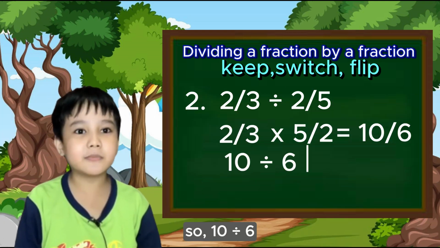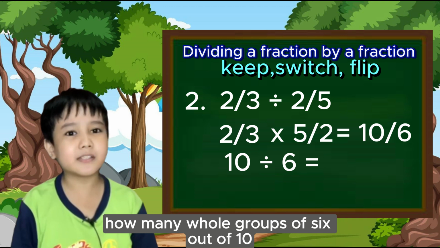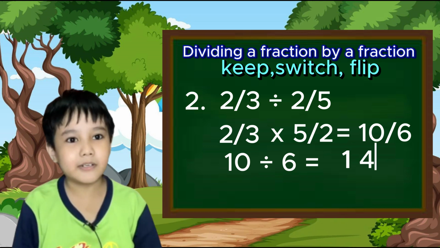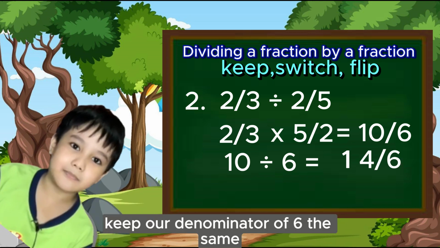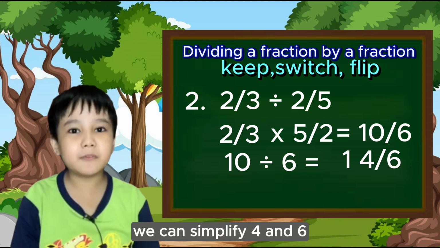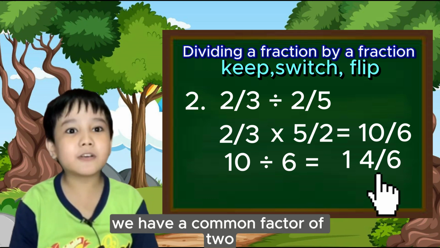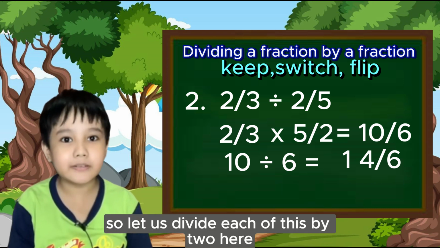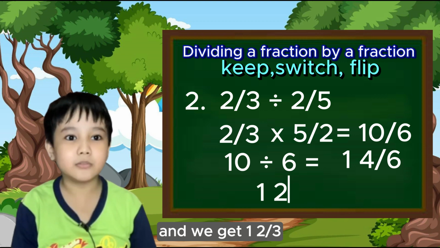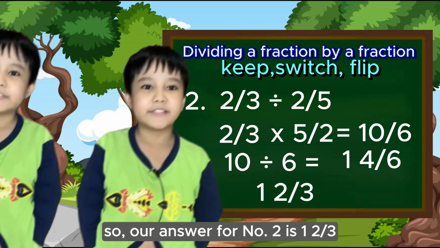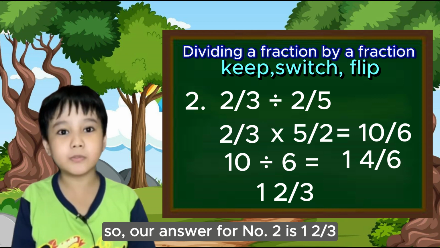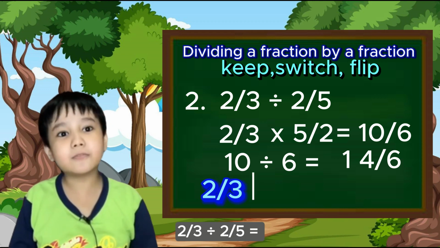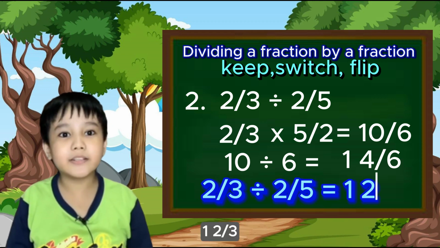So, 10 divided by 6. How many whole groups of 6 are in 10? Well, 1. And we get a remainder of 4. Keep our denominator of 6 the same. We can simplify 4/6. We have a common factor of 2. So, let us divide each of these by 2 here. And we get 1 and 2/3. So, our answer for number 2 is 1 and 2/3. 2/3 divided by 2/5 is equal to 1 and 2/3.